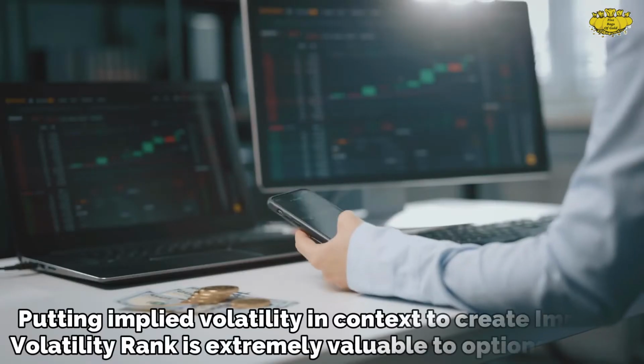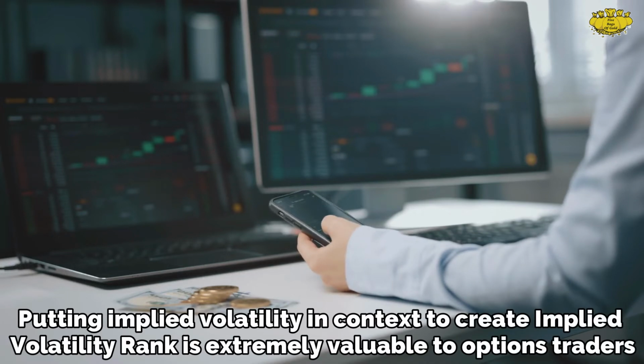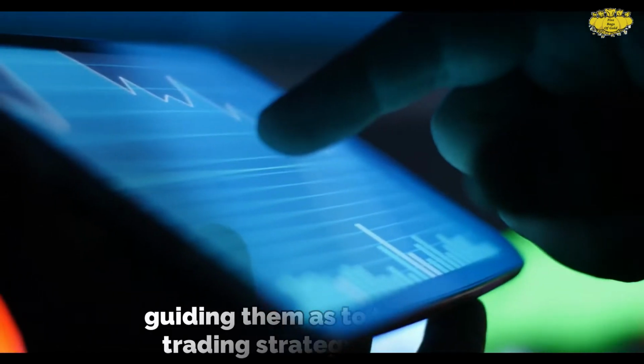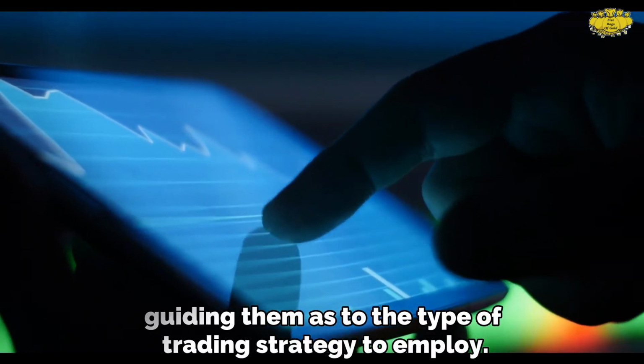A high IV rank means option prices are inflated relative to the last year. Putting implied volatility in context to create implied volatility rank is extremely valuable to options traders, guiding them as to the type of trading strategy to employ.